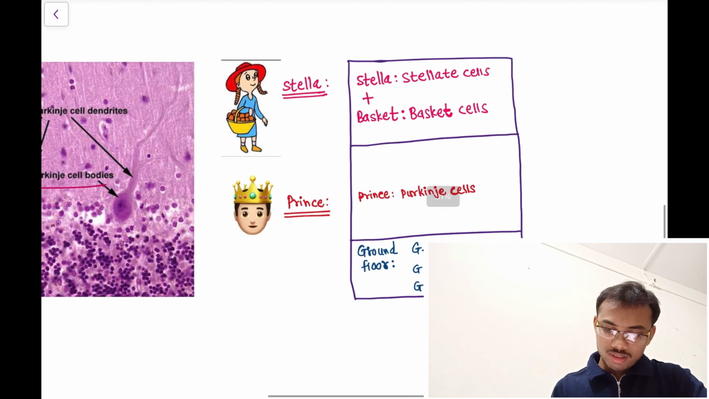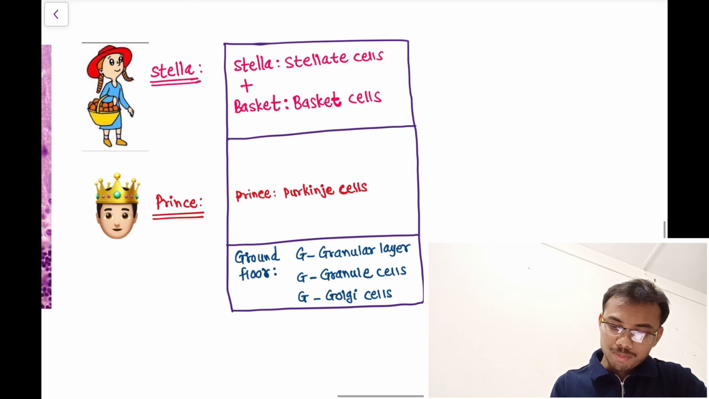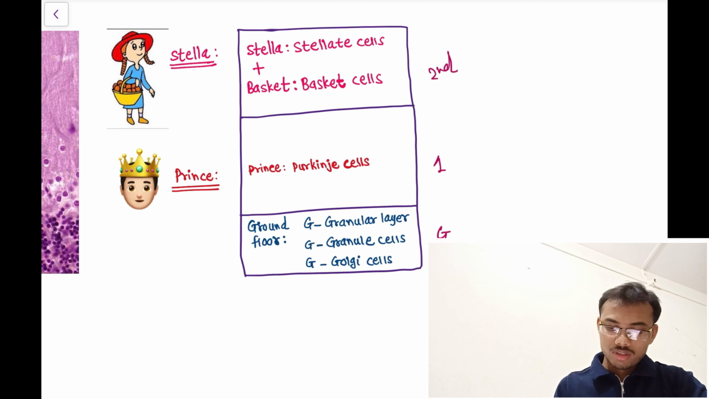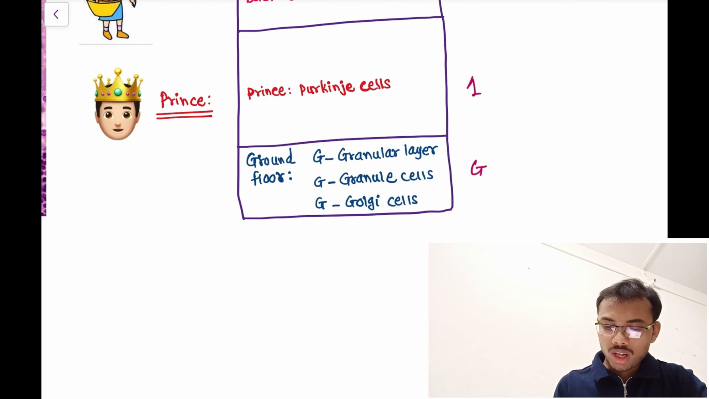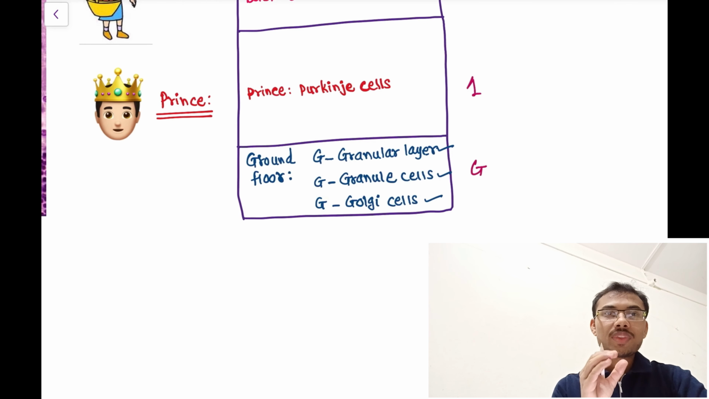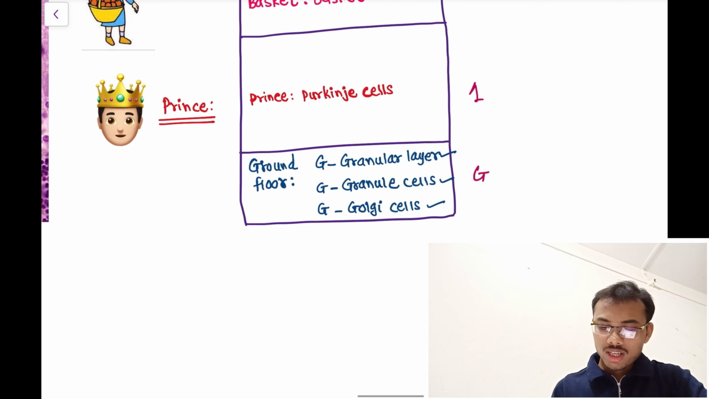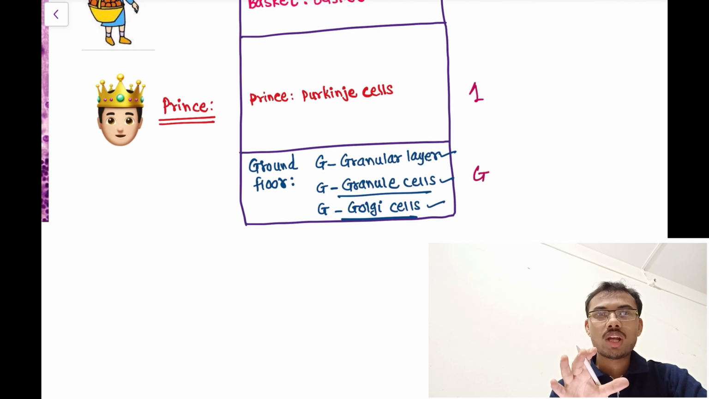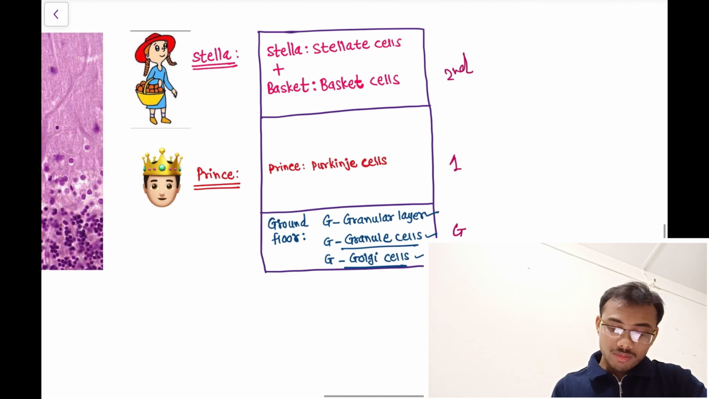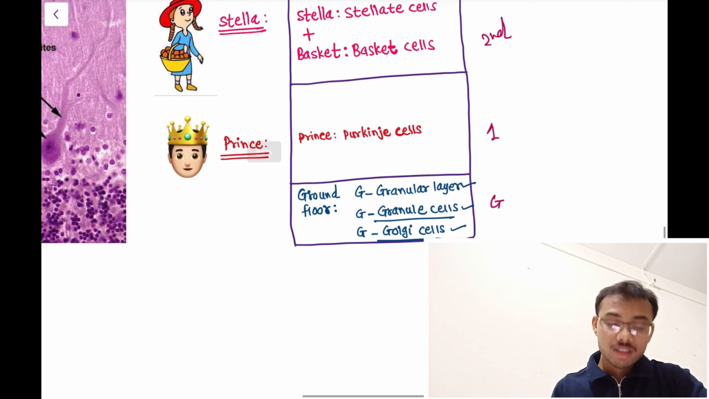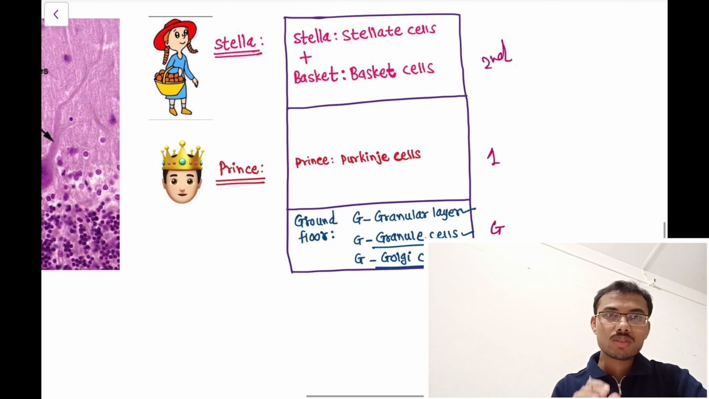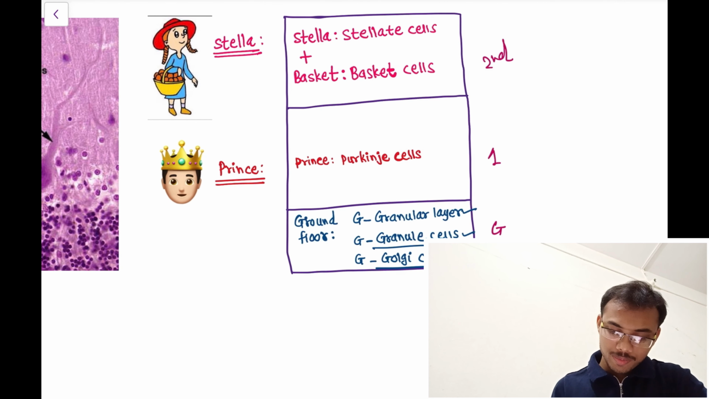Imagine this is a building. This is the ground floor, this is the first floor, and this is the second floor. On the ground floor, G stands for granular layer, and G also stands for the granule cells and Golgi cells. So the granule cells and Golgi cells are located in this granular layer. Now imagine on the first floor lives a person known as Prince.